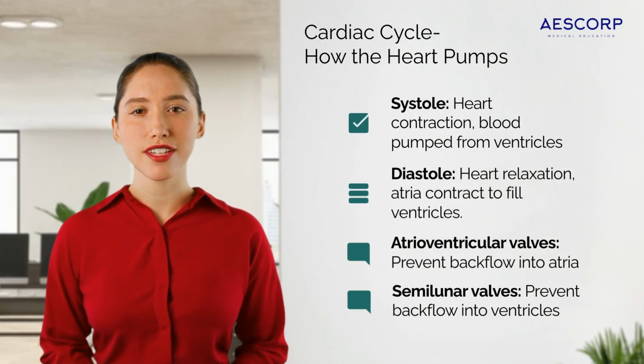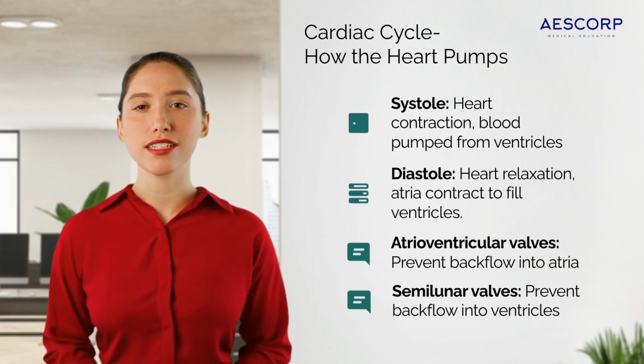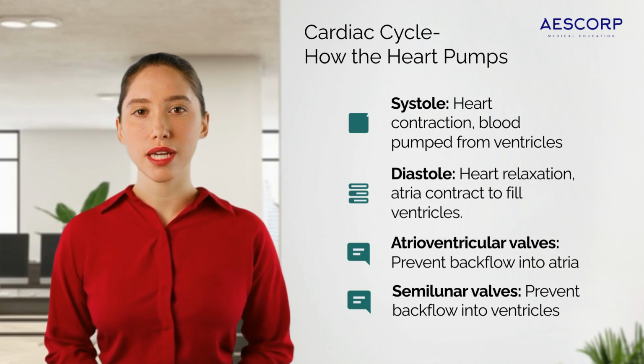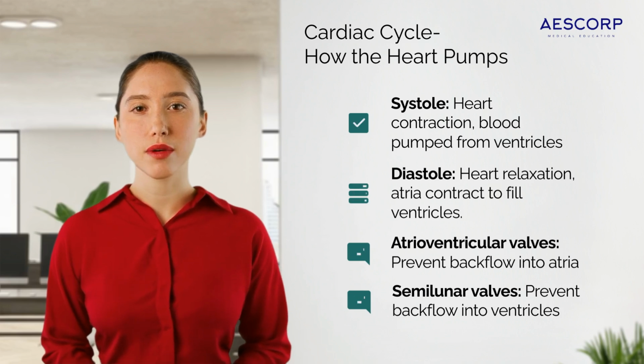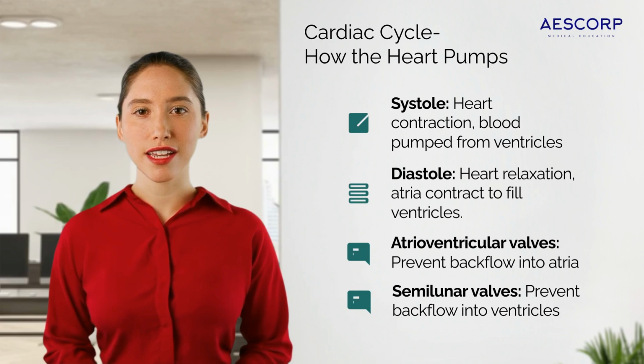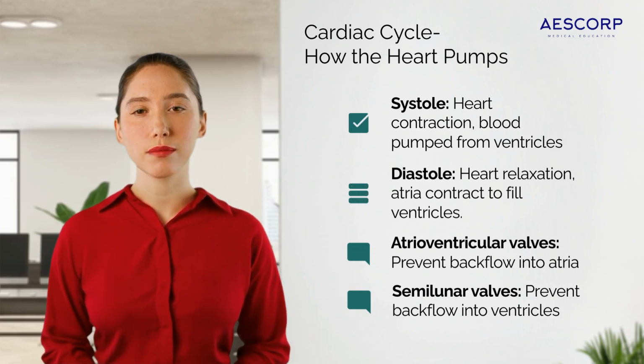Now, let's talk about the cardiac cycle, which refers to the events that occur during one heartbeat. Systole, the heart contracts. The ventricles contract, pushing blood into the arteries. Diastole, the heart relaxes. The atria contract to fill the ventricles with blood.